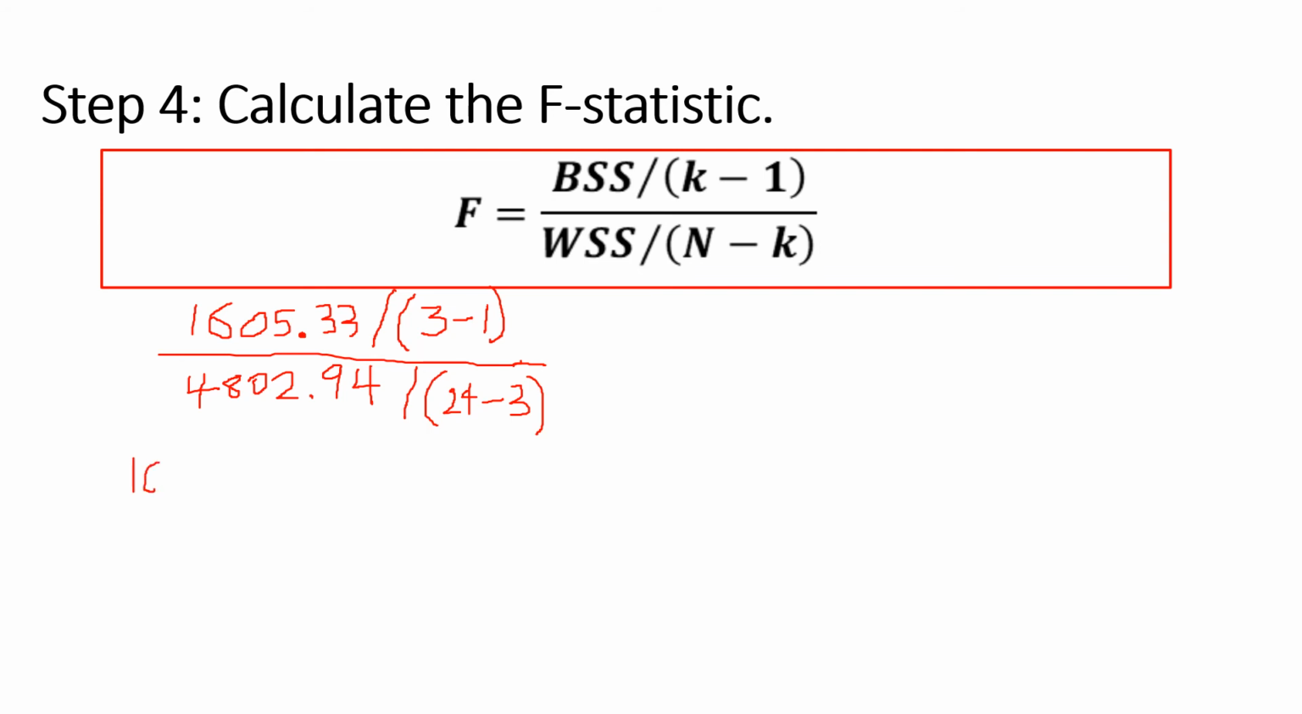So 1,605.33 divided by 2, all over. And so basically we do all of this stuff first on the top, and then we can do all this stuff on the bottom. Actually, I think there's ways that you can sort of cross multiply and it'll work as well. Let's not go down that route.